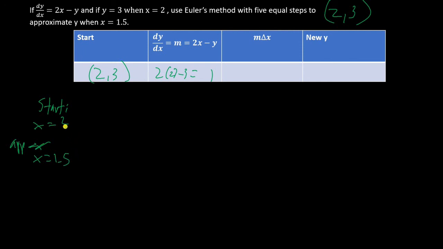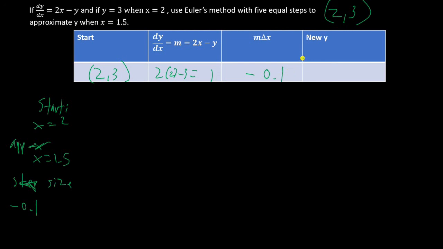Each step is going to be negative 0.1. Right, the step size. So we're going to use that in the third column. Our slope is 1. Our step size is negative 0.1. So our slope times our step size is negative 0.1.